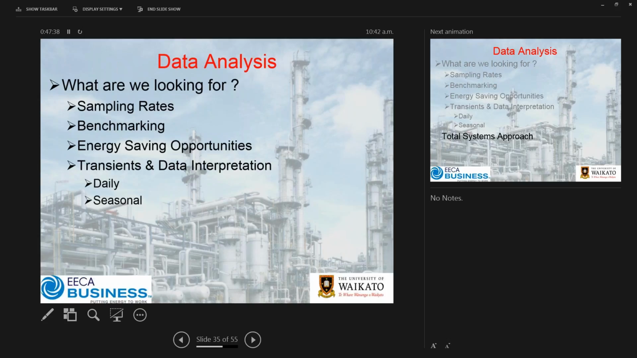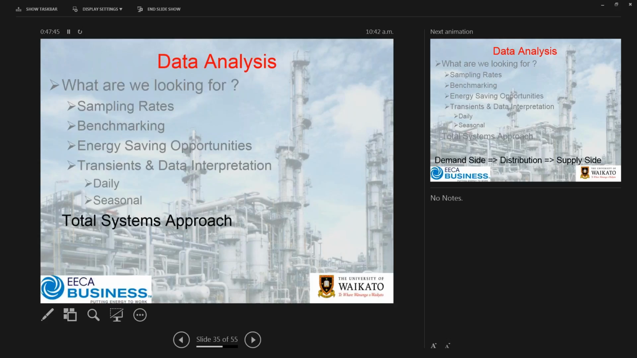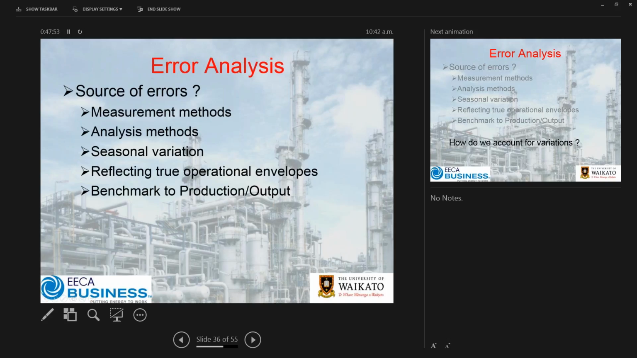And from a transients and data interpretation point of view, what do you need to consider in terms of daily and seasonal variation? Okay, so remembering that we've got a demand aspect, a distribution, and a supply aspect to consider. Now, errors, well, we've talked about the errors. We've got errors in our measurements. We've got errors in our analysis. We're going to make various assumptions.